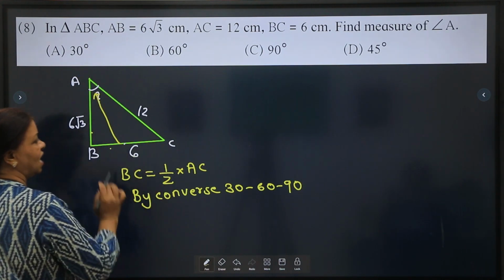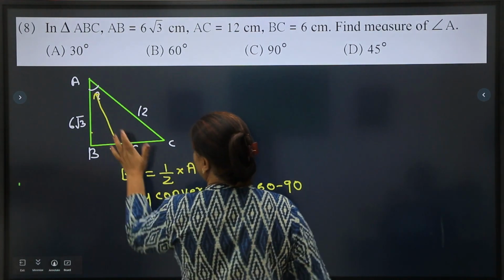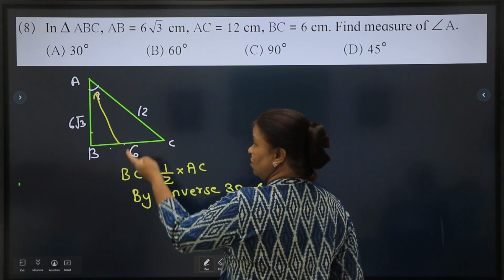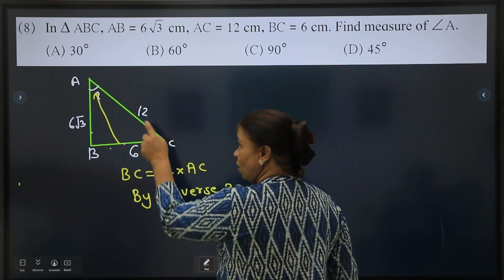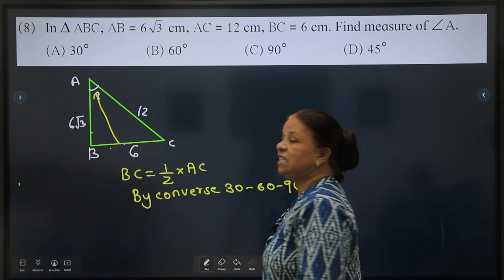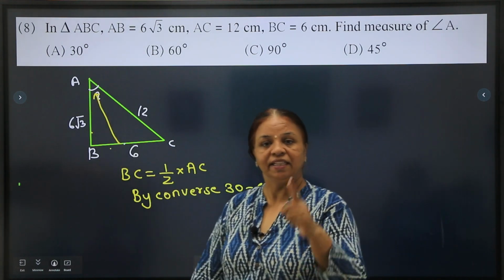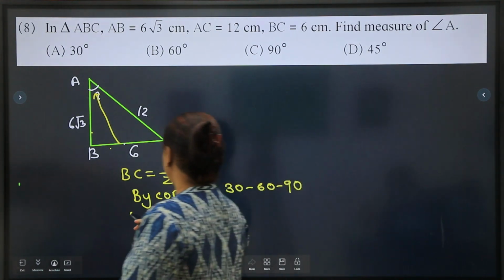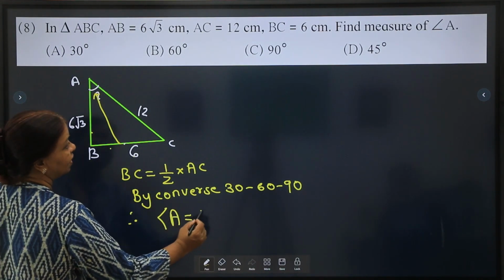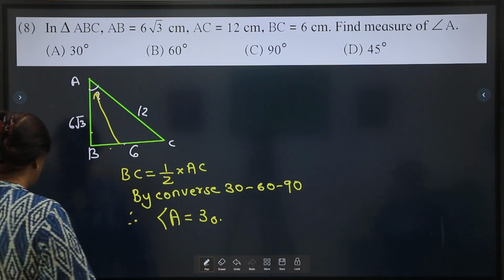See, side BC is 6 and AC is 12, which means BC is half of 12, and BC is opposite to angle A. So if BC is 6, which is half of the hypotenuse, then the angle opposite to BC will be 30 degrees. The angle opposite to BC will be 30 degrees, and therefore angle A is equal to 30 degrees. Fine.